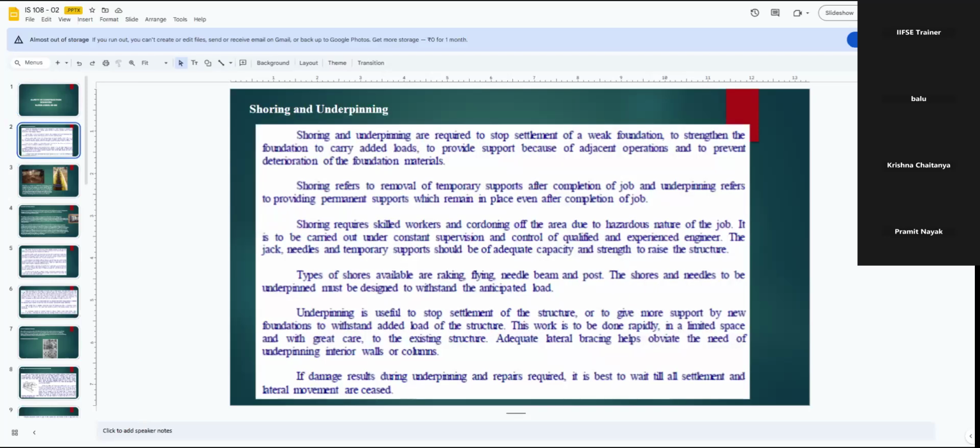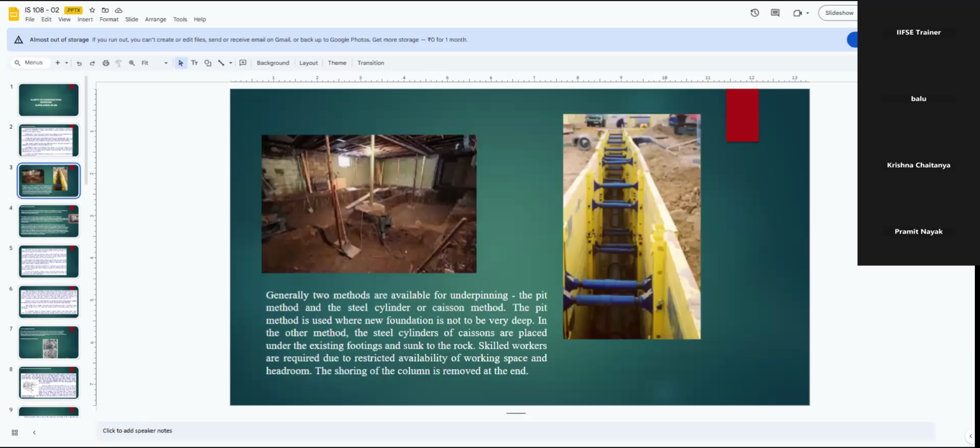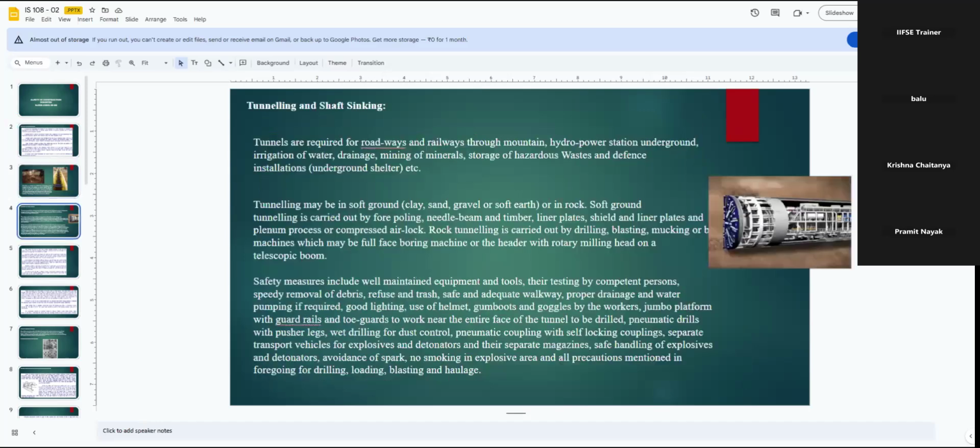So I'll just take a quick recap. Yesterday we discussed shoring and underpinning, what precautions are to be taken, and also the different types of shoring. Then we talked about how this support or shoring will be helpful in which cases. Then we saw tunneling and shaft sinking.